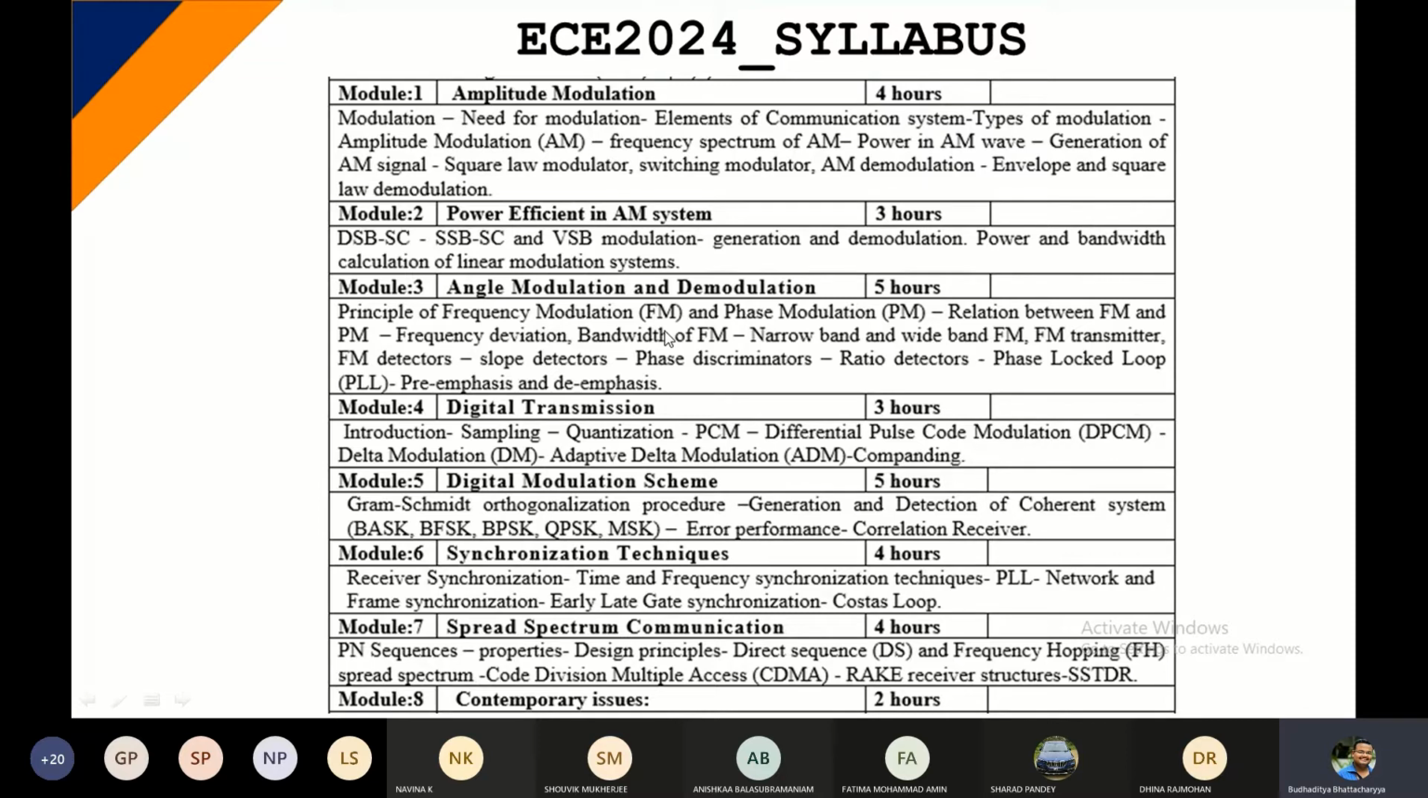The first two modules were specifically to modulate the amplitude of the carrier. That was the main objective, right? We specifically looked at how the amplitude of the carrier varies with respect to the message signal, and for that we discussed the different categories, classifications, power, bandwidth, and everything. Now, angle modulation is where we discuss the other two components of a signal.